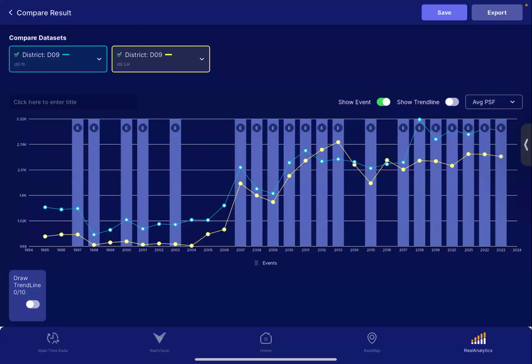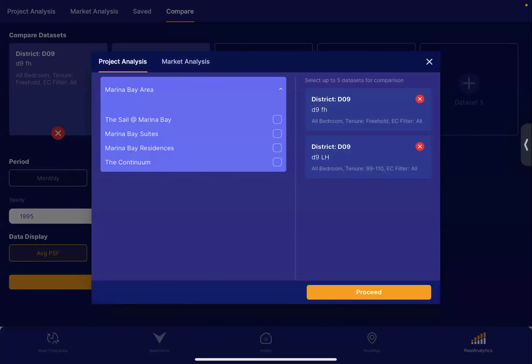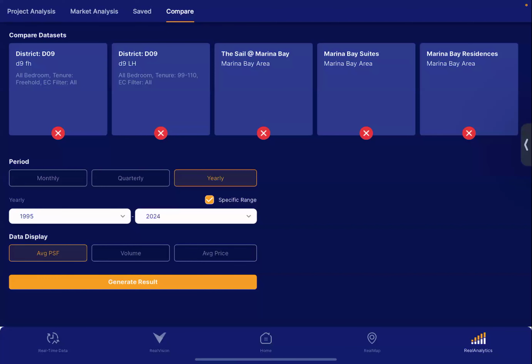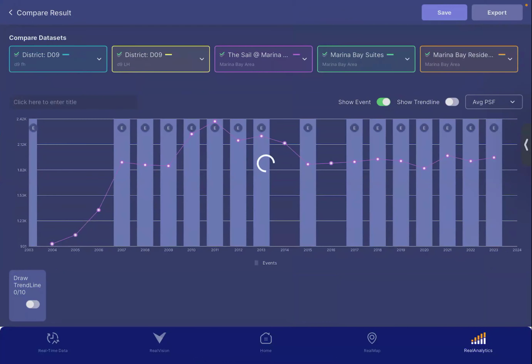Okay, one more thing. You not only can compare district with district, you can also compare projects with district. So remember just now I saved a project analysis, the Marina Bay area. So let's say I want to choose The Sail to compare with all these, and maybe these three. Because can compare up to 5 marks, so I added in 3 more. The Sail, MBS, MBR. And I generate. So I can compare The Sail versus D9 freehold, D9 leasehold, everything inside here.